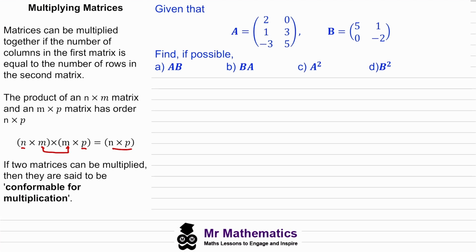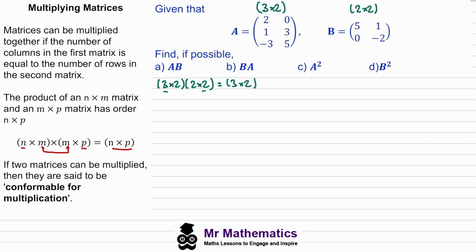Okay, so if we work through these examples, we can see that matrix A has 3 rows and 2 columns, so this is 3 by 2. And matrix B has 2 rows and 2 columns, so this is 2 by 2. We will have to begin by finding the product of matrix A and matrix B. So this will be the 3 by 2 multiplied by the 2 by 2. We can see that the number of columns in the first is equal to the number of rows in the second, so the product will give us a 3 by 2 matrix.